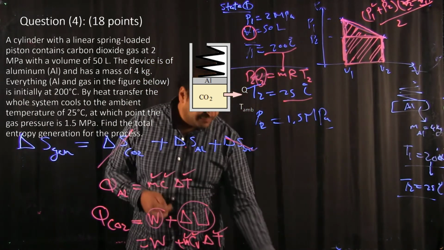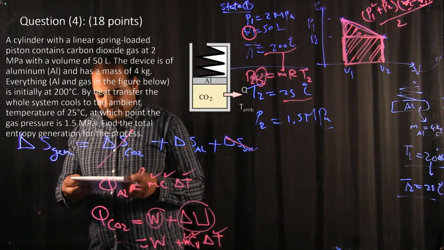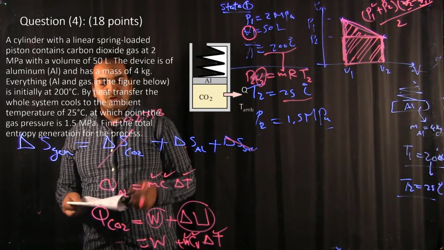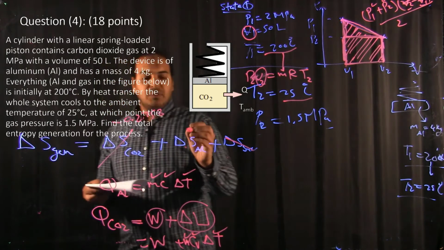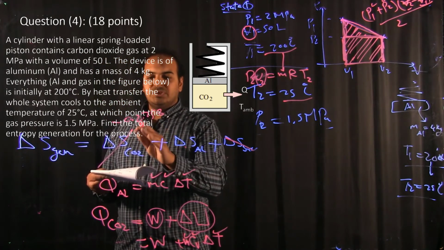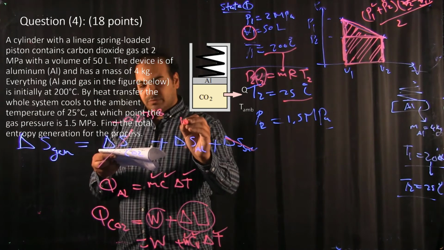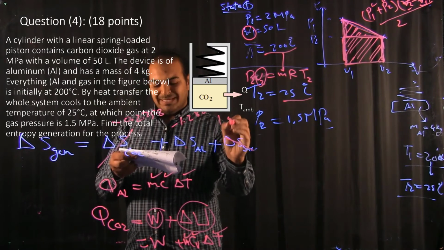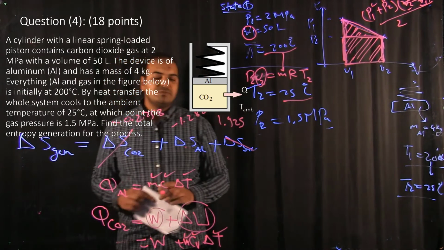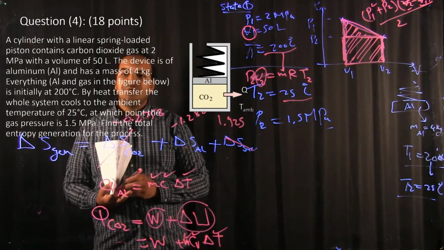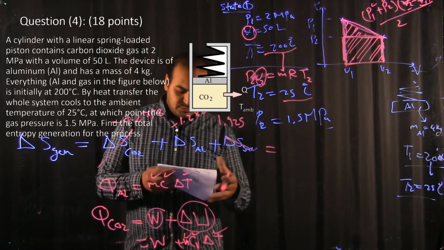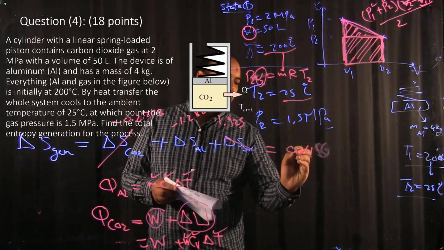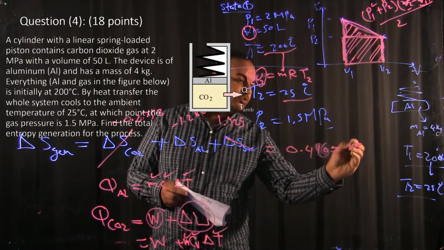So delta S, if you want the numbers, the first one is negative 0.2258 kilojoule per Kelvin, because this is not per kilogram, it's per Kelvin. This one is negative 1.2885 kilojoule per Kelvin. The surroundings was 1.925. This plus this plus this gives you the total entropy generation, which was 0.4107 kilojoule per Kelvin.